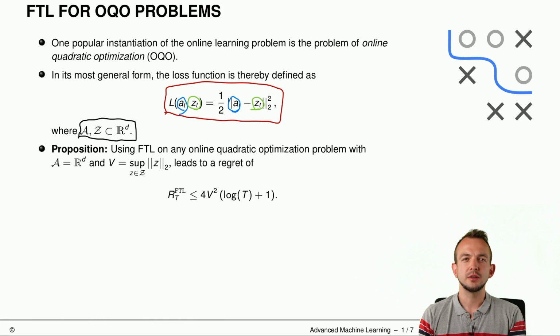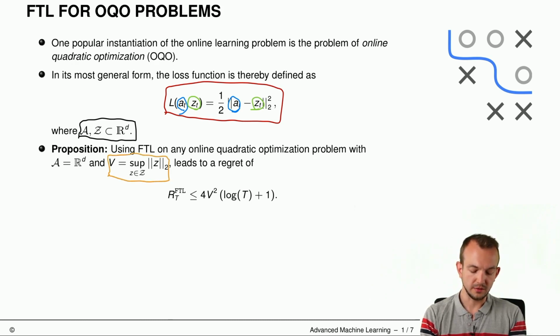And the follow the leader algorithm already satisfies a quite satisfactory theoretical guarantee in terms of its regret for this case. If we assume that the environmental data space is such that the largest environmental data point, in terms of its Euclidean length, is of length v. So v is some constant. And to make life easier, we also assume that the action space is R^d.